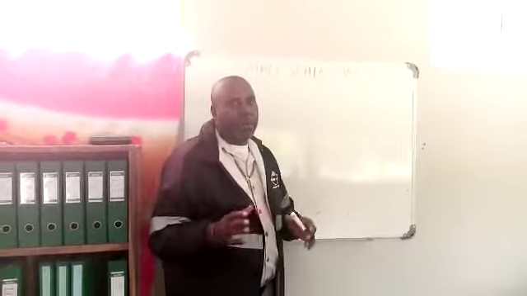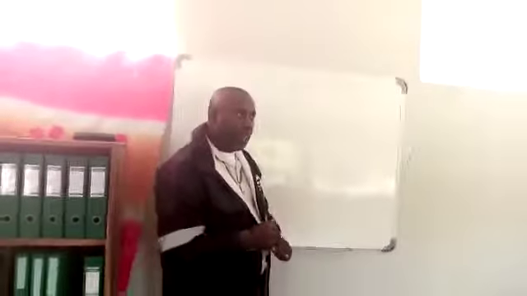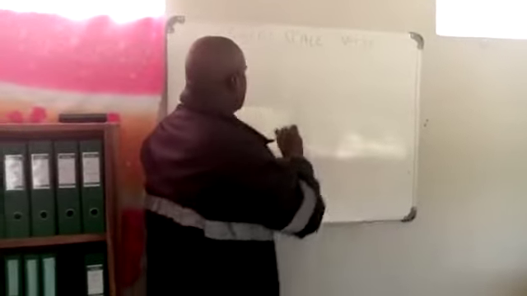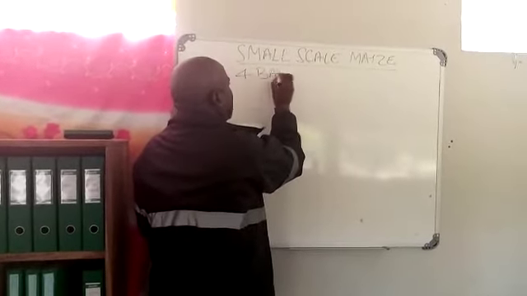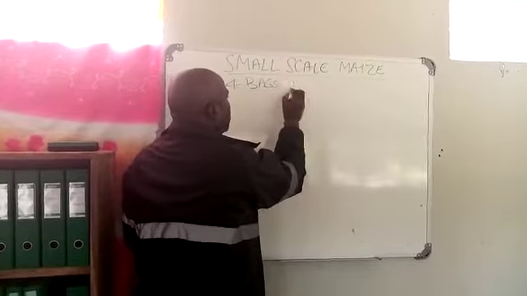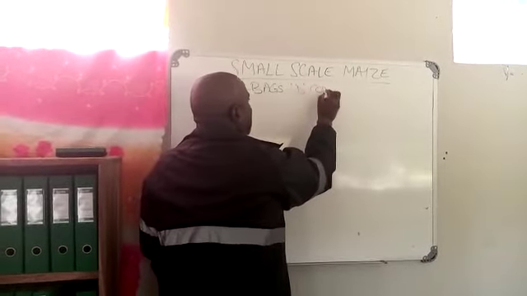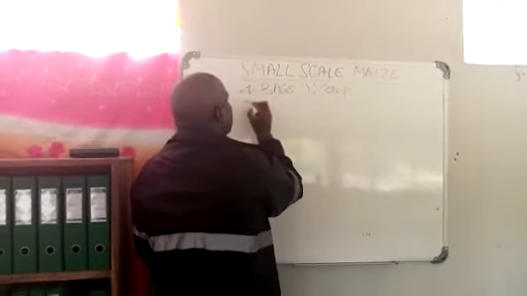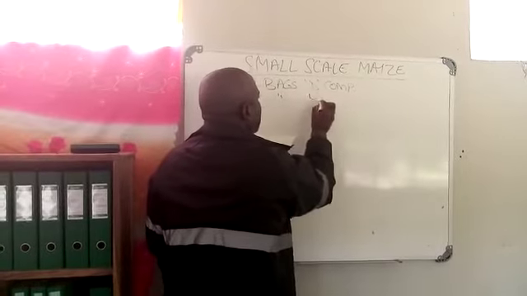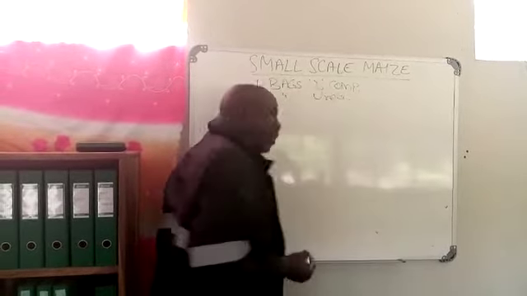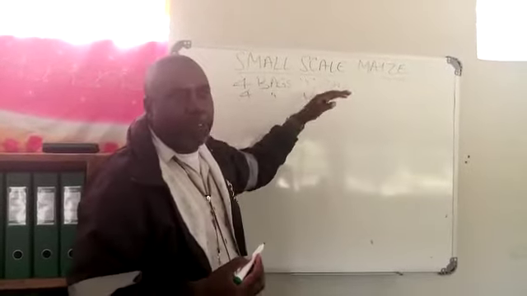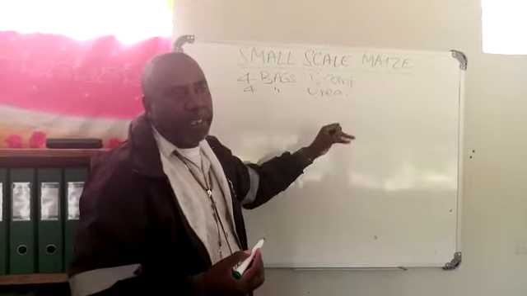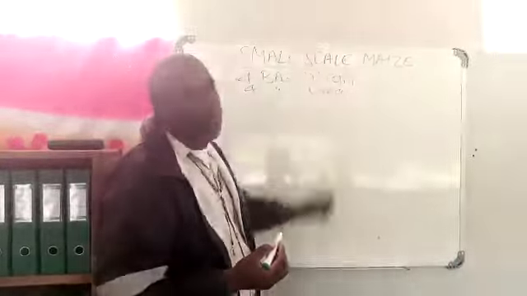Usually in the government programs, you would find that they recommend 4 bags D-compound and 4 bags urea. So we're going to look at how much of nitrogen, phosphorus, and potassium is in each of these.